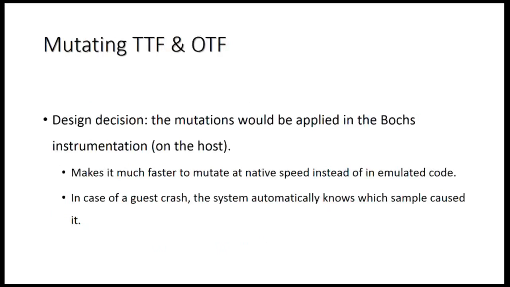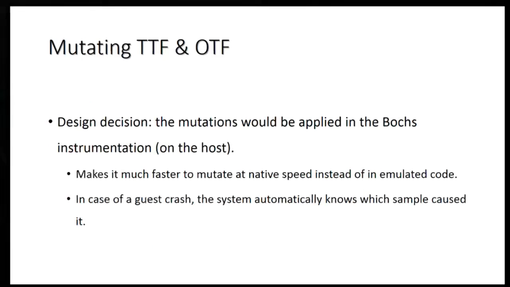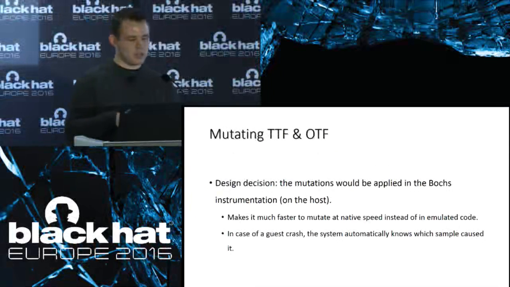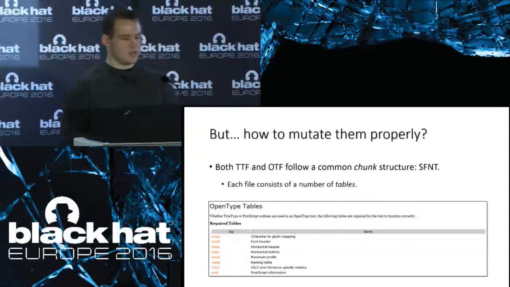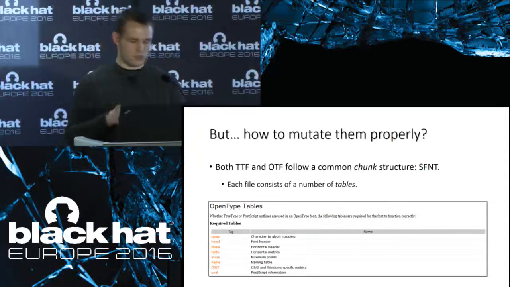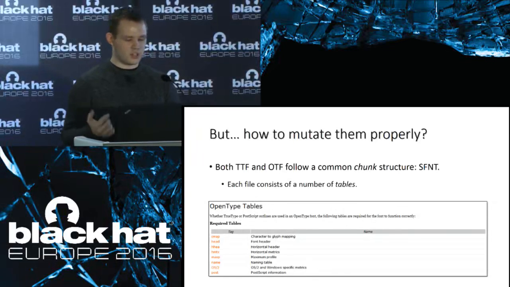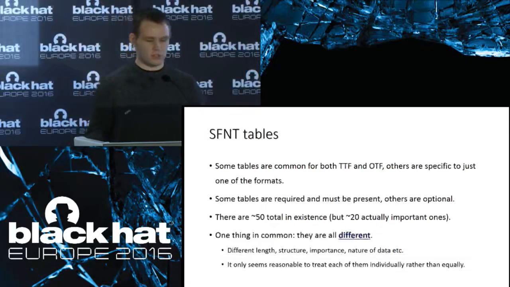The part of mutating TTF and OTF was more interesting. I decided that the mutations would be applied in the Bochs instrumentation instead of the guest system itself, because it would be much faster that way. The question is how to mutate them properly to get the best result, because both TTF and OTF follow a common chunk structure called SFNT, in which each file consists of a number of tables, which are publicly documented.